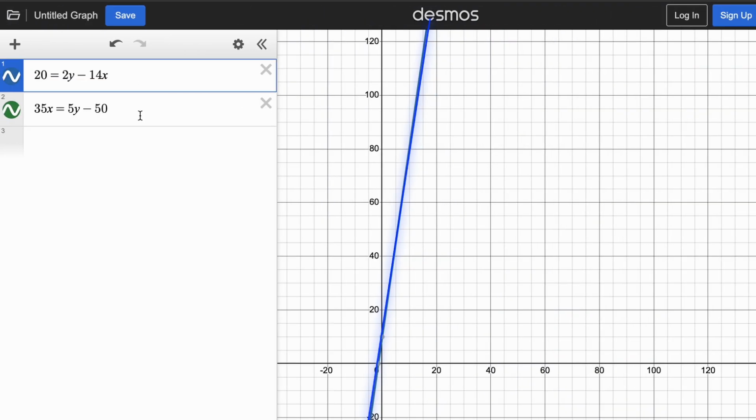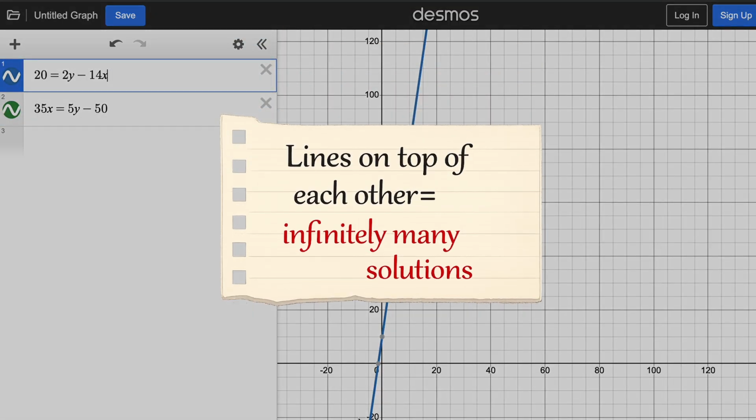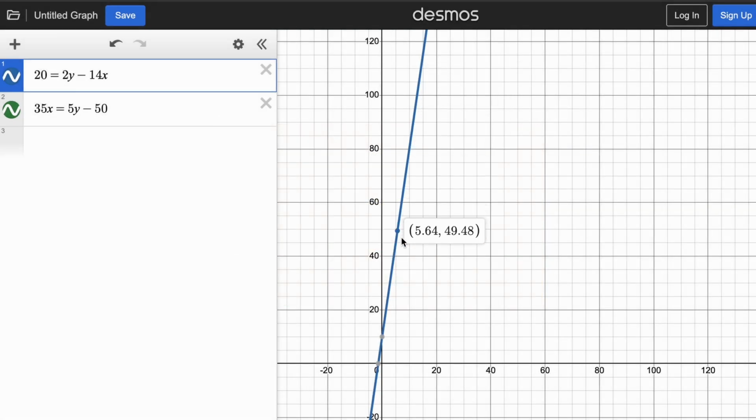Sometimes, you will end up with two lines that are exactly the same, just standing on top of each other. In that case, they are considered to have infinitely many solutions because they literally overlap in every single point.